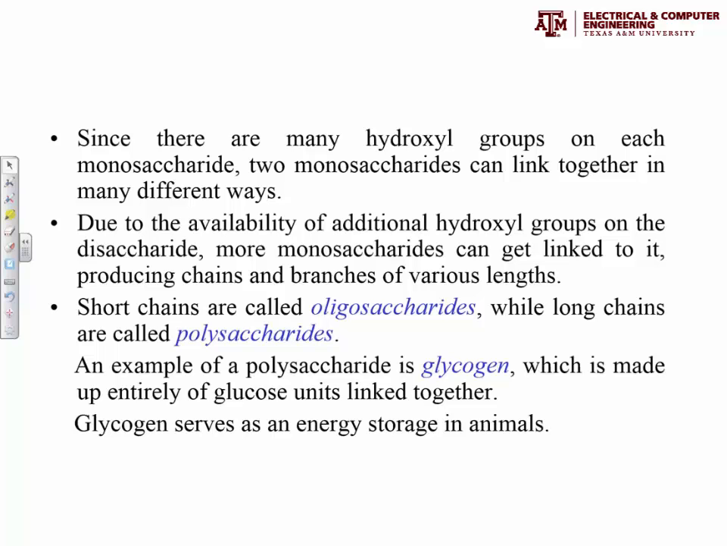An example of a polysaccharide is glycogen, which is made up entirely of glucose units that are linked together. In fact, glycogen serves as the body's energy reserve, because you need to have the level of glucose in your blood within limits, because red blood cells can only use glucose. Your brain needs glucose. If your glucose drops, your brain doesn't get glucose.